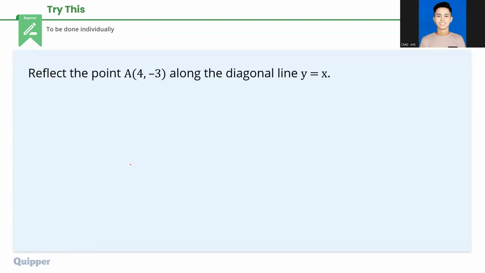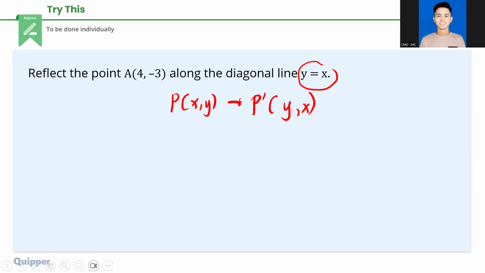Another set of examples: reflect the point A(negative 4, 3) along diagonal line y equals x. How do we reflect along diagonal line y equals x? We simply apply the transformation. If it's y equals x, what do we do? From (x, y), it will become P prime (y, x). Switch positions only. So the answer will become A prime (negative 3, positive 4). Okay?